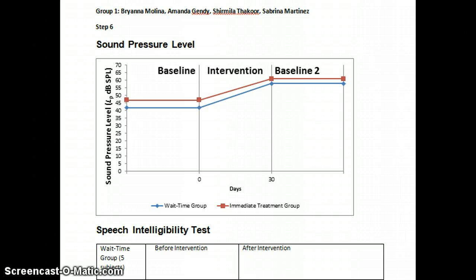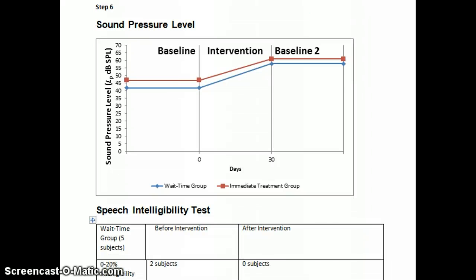And just so you guys know, at the end of baseline 2, they are both closer to 60 dB SPL, which is what we're looking for because that is the level of conversational speech. As you can see, the intervention is the 30-day intensive LSVT treatment in the middle, and that is when you see that huge leap, where you see the changes. So you can account it for the treatment that's given.